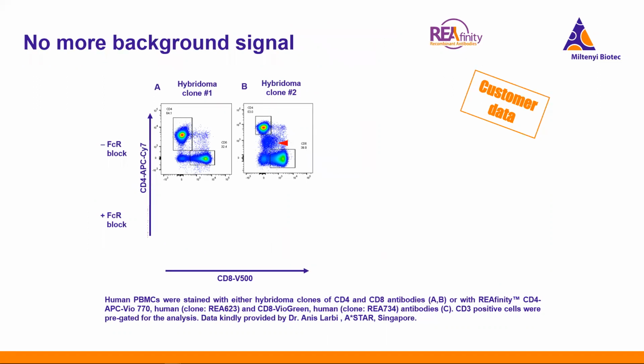And let's look at some customer data. I think that illustrates this point pretty nicely using flow cytometry. So here we're looking at CD4 staining on that y-axis, and we're looking at CD8 on the x-axis. So in columns A and B here, you can see two different antibody clones that are different for these different markers. And so these two plots show staining without the use of Fc block.